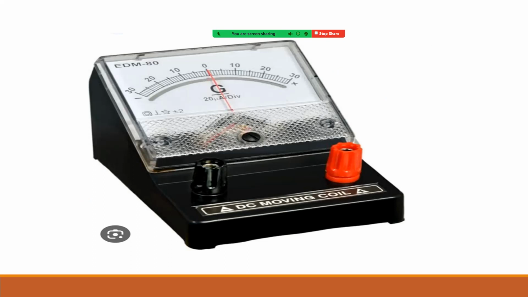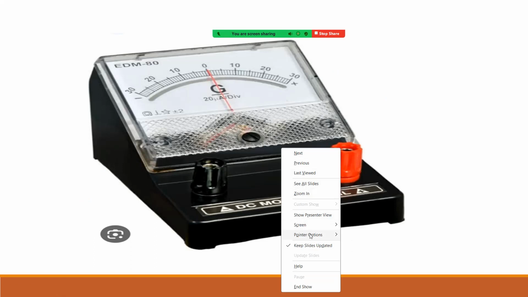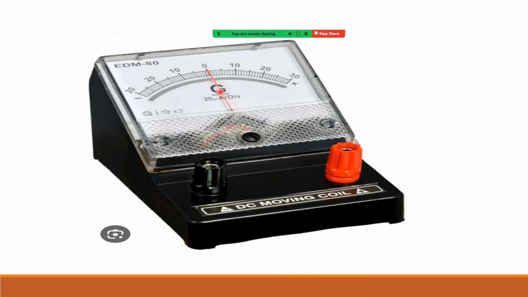That means in the circuit, if current is there, it deflects either left or right. You can see here pointer which rotates because of a torque produced by magnetic field that is inside. So when this pointer rotates either left or right, that indicates presence of current. So this is mainly used just to know presence of the current, not to measure values.